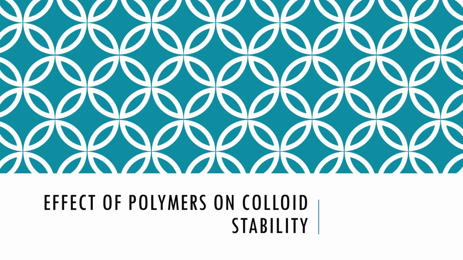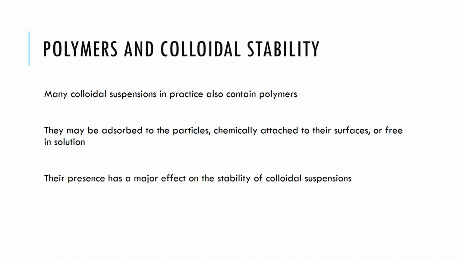Now, polymers can have a very large impact on colloidal stability, and I'd like to introduce that and frame polymer chemistry from the perspective of the last 6 or 7 lectures. A lot of colloidal suspensions also contain polymers, and polymers, being large and quite interesting, will adsorb to the surface of particles, or they can be chemically attached to their surfaces. And they can act a little bit like surfactants, or just giant surfactants, and they can have a very large impact on the stability of colloidal suspensions.